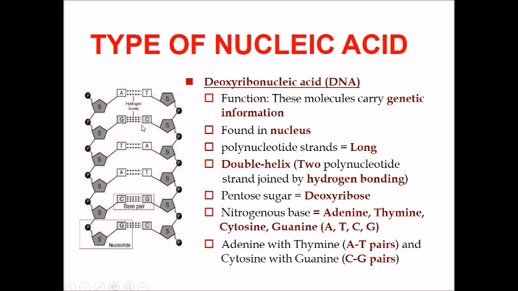Okay, this one also purine with pyrimidine. And of course, the sugar that can be found in DNA is deoxyribose sugar. Remember, deoxyribose sugar is the pentose sugar where they do not have oxygen attached to carbon number 2 of the sugar. The nitrogenous bases that can be found in DNA are thymine, adenine, cytosine, and also guanine.